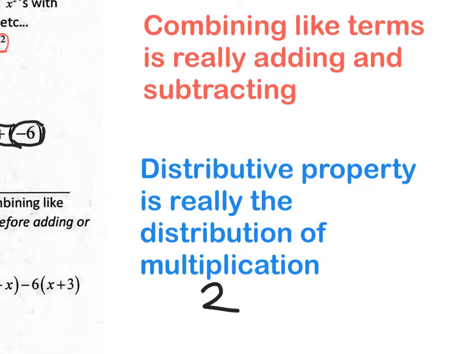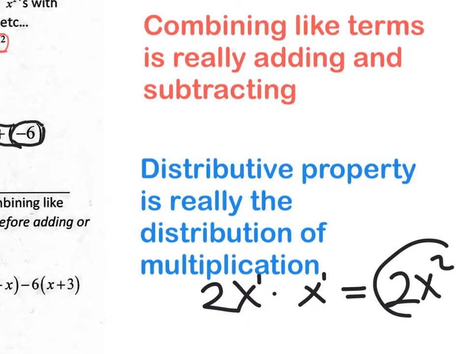For example, 2x times x. Does the exponent change? Yes, it does. It becomes 2x squared because the one right here and the one right there get added together, giving you a final answer of 2x squared. Does that make sense to everybody?